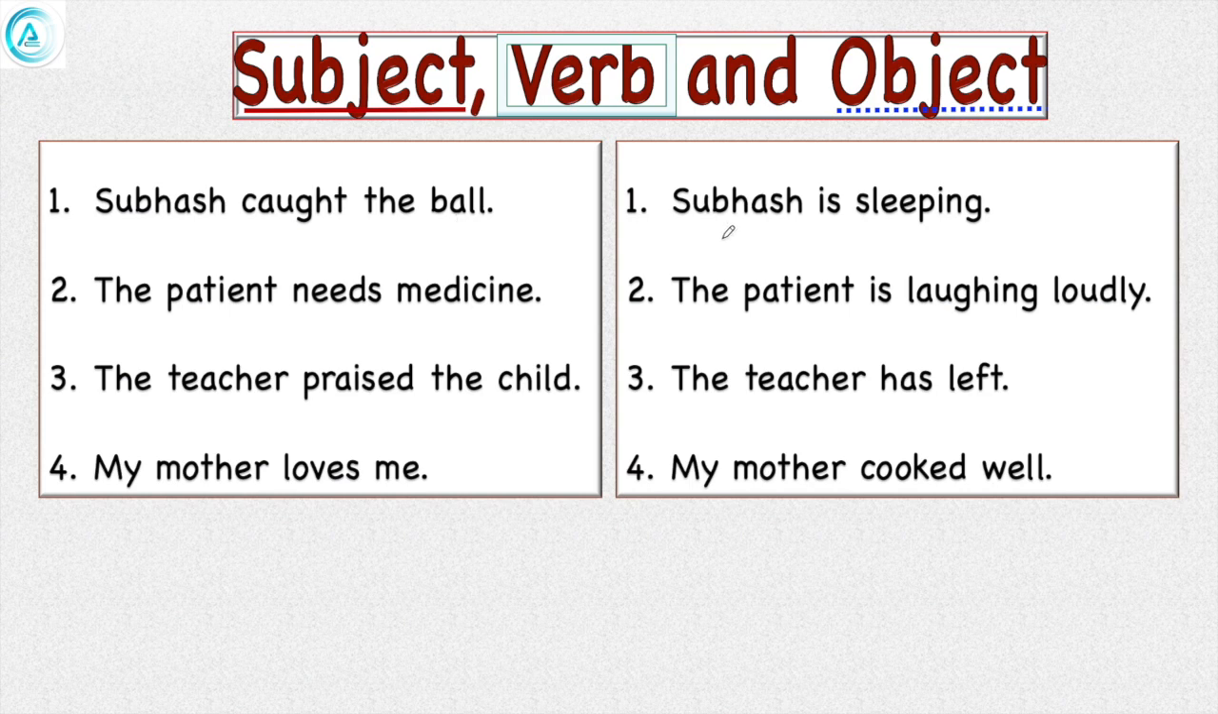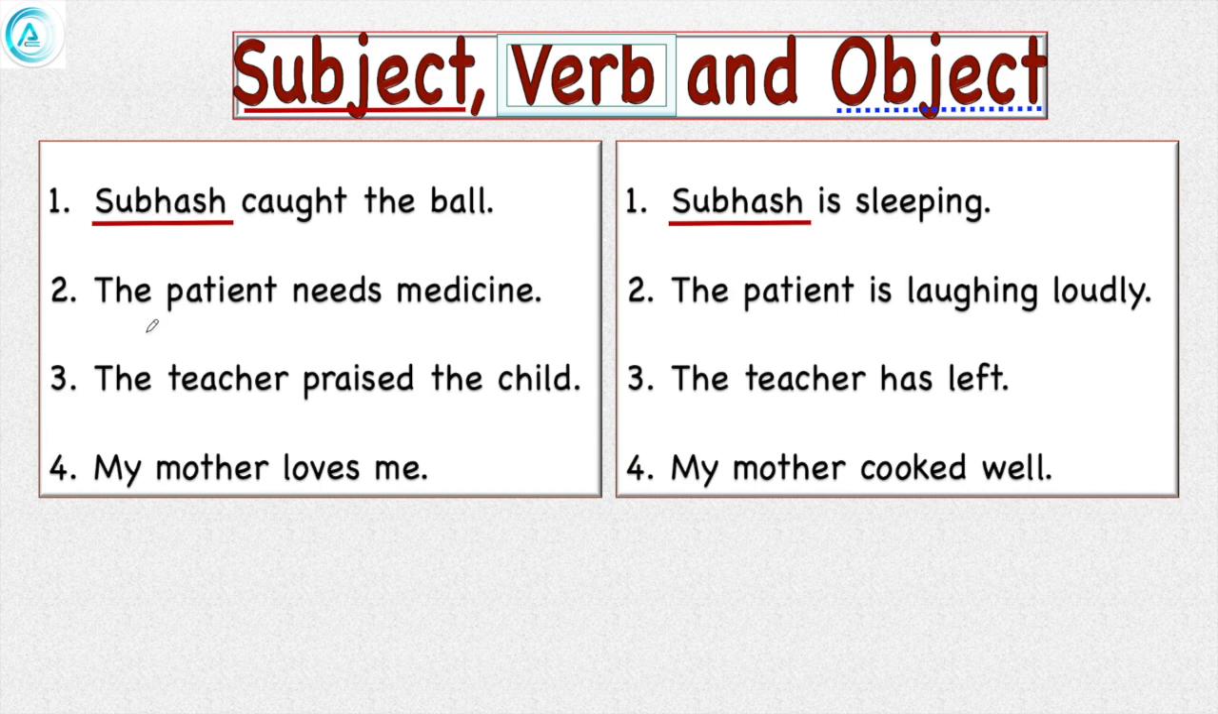Subhash caught the ball. Subhash is sleeping. So friends, first of all, we are talking about the subject in all the sentences. The subject is that word which does the action in the sentence. We all know this very well and we keep hearing about the subject everywhere in every grammar topic. So it is clear that in this sentence Subhash is the subject, and in this sentence also Subhash is the subject. Who is sleeping? Subhash is sleeping. Who caught the ball? Subhash caught the ball.